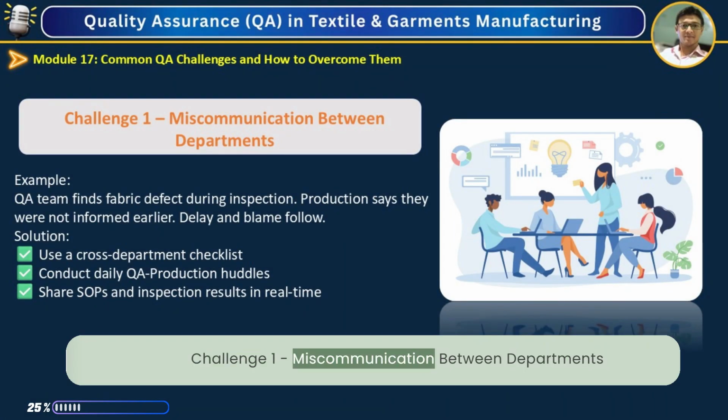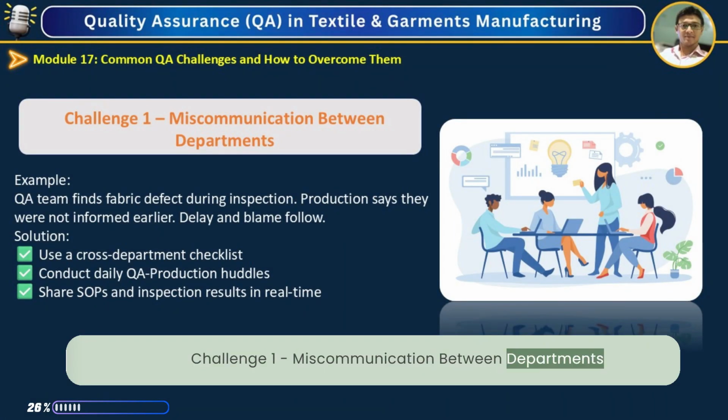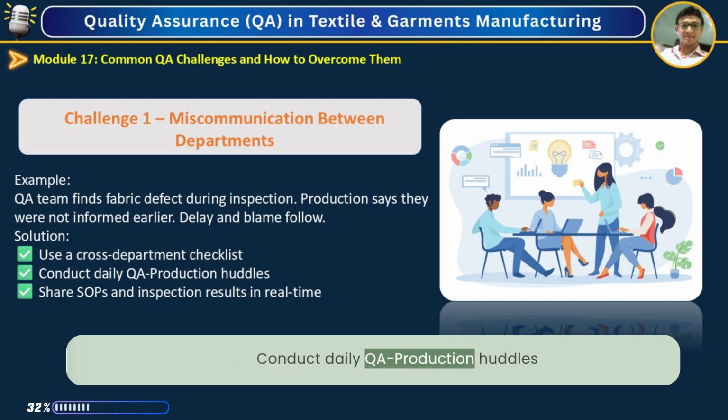Challenge 1, Miscommunication between departments. Example: QA team finds fabric defect during inspection. Production says they were not informed earlier. Delay and blame follow. Solution: use a cross-department checklist. Conduct daily QA production huddles. Share SOPs and inspection results in real time.